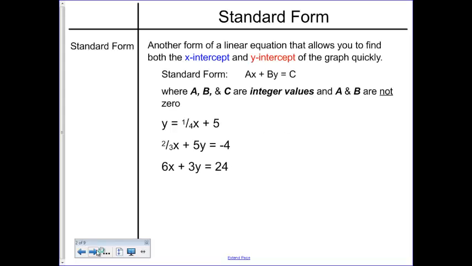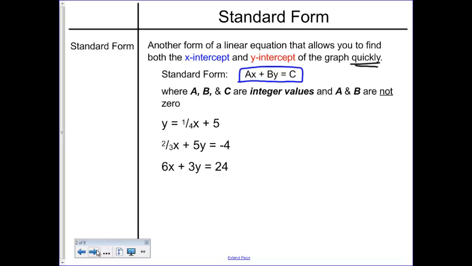It's simply another form of linear equation that allows you to find both the x and y intercepts quickly. The standard form is ax plus by equals c. The x and the y are your variables. The a, b, and c are numbers in the problem. The a and the b are actually the coefficients of x and y, and it's always in that form. A is the coefficient of x, b is the coefficient of y, and c is some constant value.